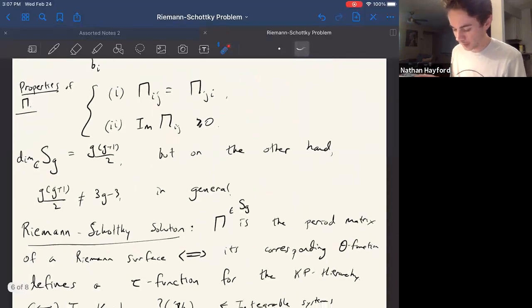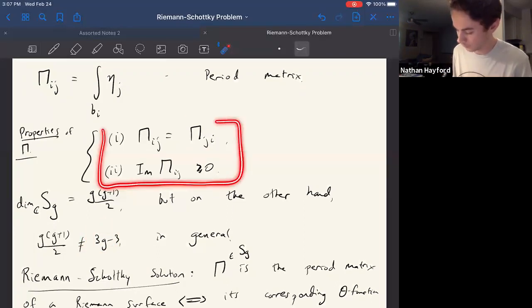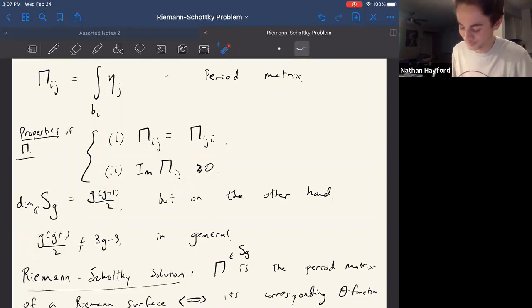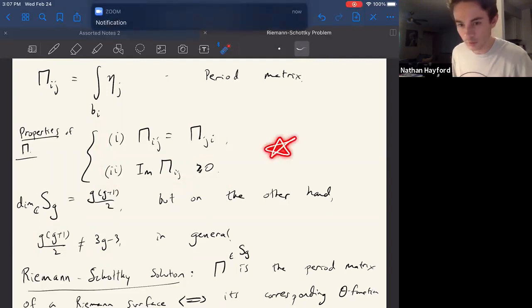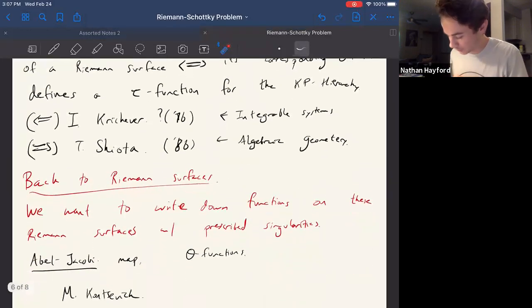So a fact we noticed is that the dimension of the space of Riemann surfaces of genus G, G bigger than 2 for right now, is this, whereas the dimension of the space of matrices that look like period matrices of Riemann surfaces is this. And so there's a lot more potential period matrices, as I call them, than there are Riemann surfaces. They're called Siegel matrices. And so the question is to characterize which such matrices with these two properties here are actually the period matrices of Riemann surfaces. So that's the sort of question we want to answer.